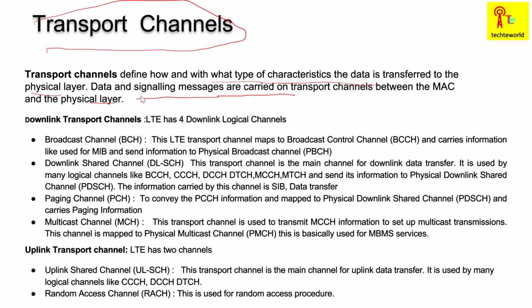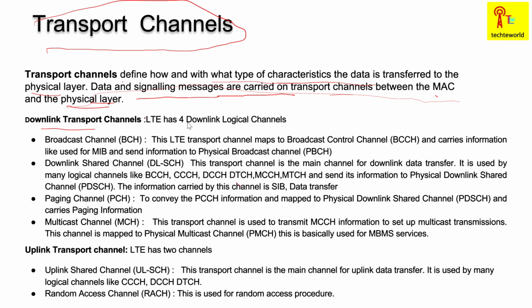So also we know the position of the transport channel. It is present between the MAC and the physical layer. Whatever data or signaling messages are transmitted between MAC and physical will be carried by the transport channel only. Similarly to the logical channel, there is a broad classification of downlink transport channels and uplink transport channels. The downlink transport channel consists of this many channels.